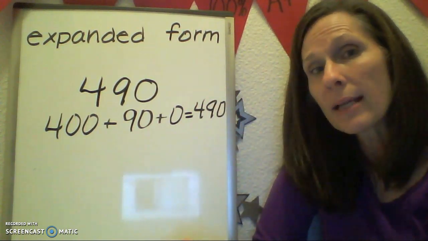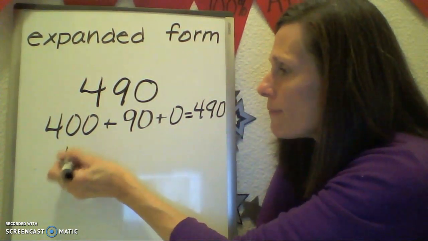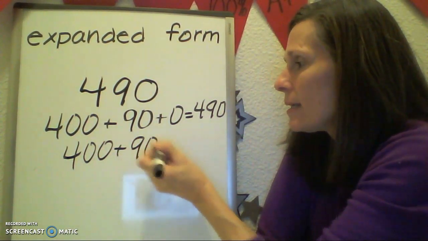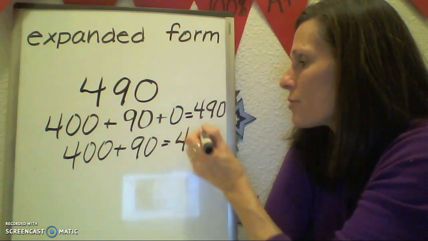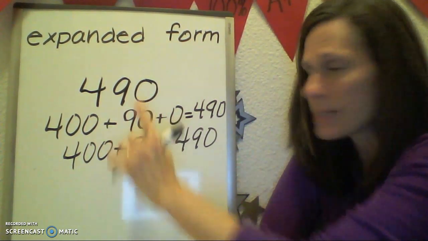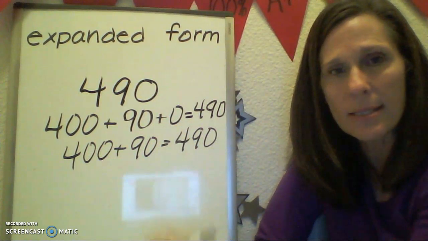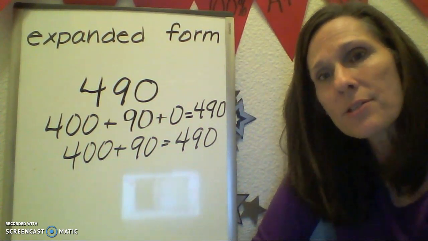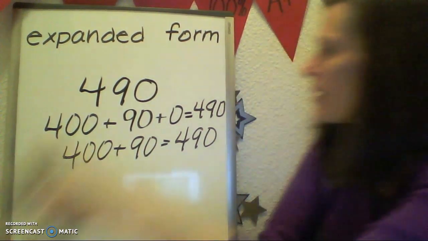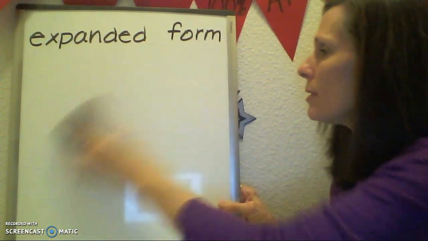So I could write my 0, and that equals 490. Now I could write it like this: 400 plus 90 equals 490, right? Because there is nothing in the ones place, I don't actually have to add the 0. So both answers would be considered correct for second grade. Okay, let's go ahead and do another one.